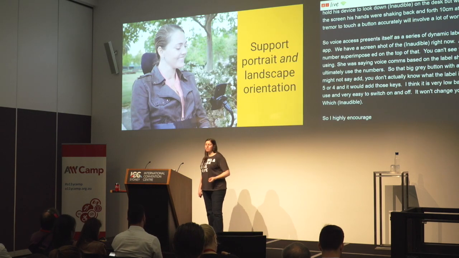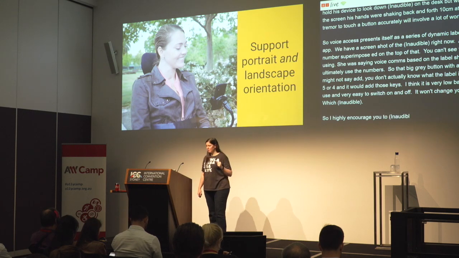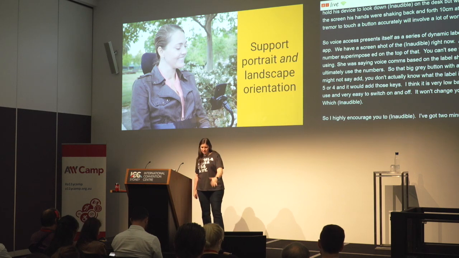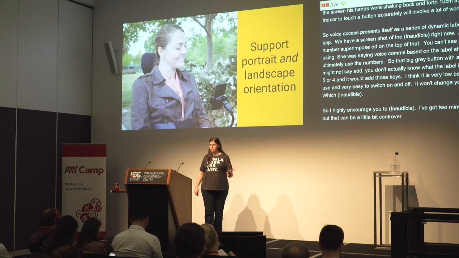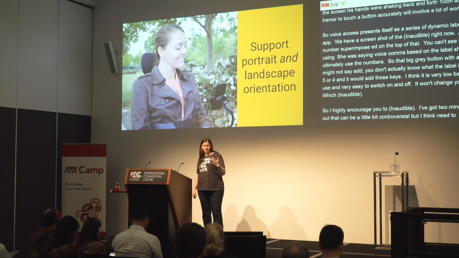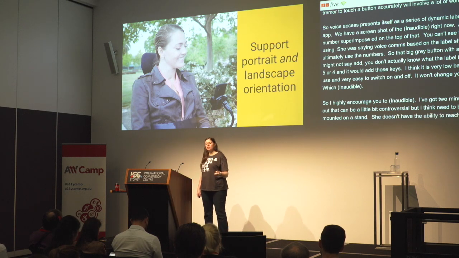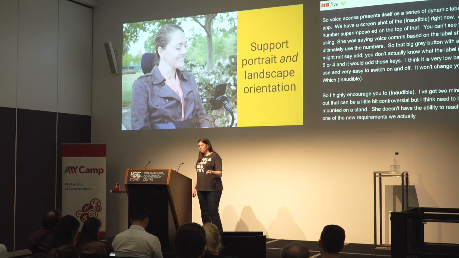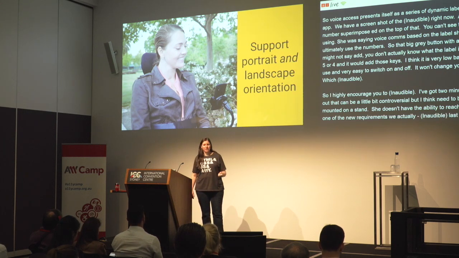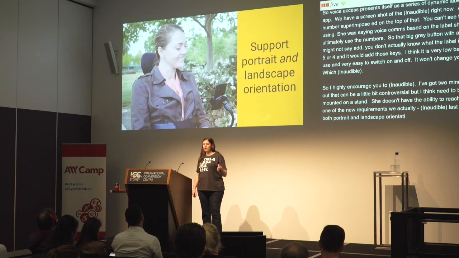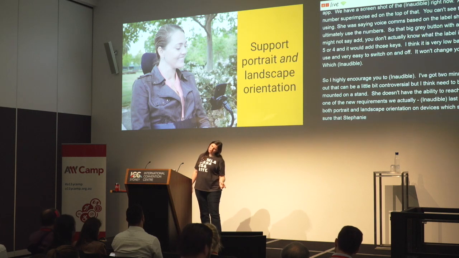Now, I've got 2 minutes left, and I'm going to chuck some things out that can be a little bit controversial, but I think they really, really need to be done. So Stephanie, as I said, has her phone mounted on a stand. She doesn't have the ability to readily reach out and turn her phone around. And one of the new requirements from WCAG 2.1 that came in last year is that our apps should support both portrait and landscape orientation on devices which support multiple orientations. We need to make sure that Stephanie is not forced to turn her head on her side in order to read and interact with your app.